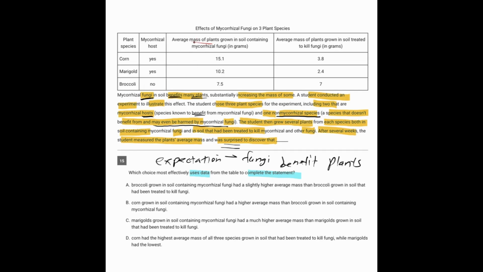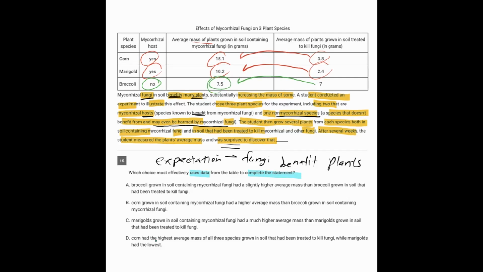So here we see the average mass of the plants. This is the one grown in the host. Here we have the hosts, and the hosts had their average masses recorded in soil that had the fungi and in soil that was treated to kill the fungi. So there the effect is being proven that the fungus is more beneficial to plants that are hosts. But I think what is surprising here is that broccoli is not known to be a host for the fungi, and yet when it was in the soil that had the fungi, it actually improved as well.